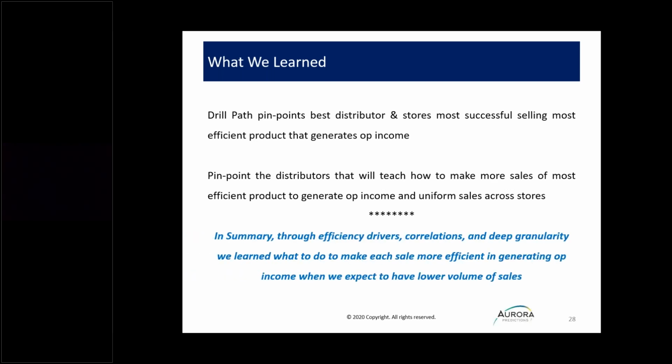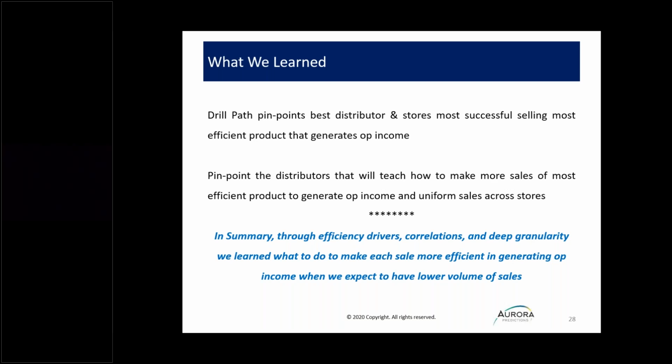So, through efficiency drivers, correlations, granularity, we learned what to do to make each sale more efficient in generating operating income when we expect to have lower volume of product sales. This is what we're going to take back.